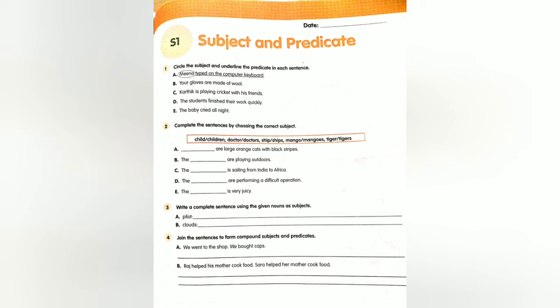Complete the sentences by choosing the correct subject. Dash are large orange cats with black stripes. Tigers. The dash are playing outdoors. The children are playing outdoors. The dash is sailing from India to Africa. The ship is sailing from India to Africa.